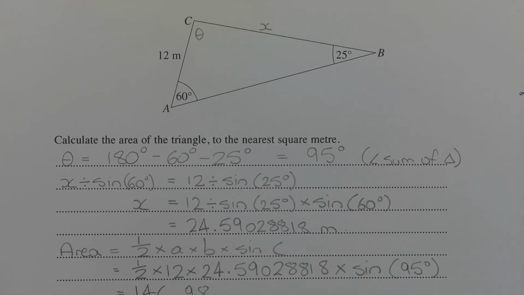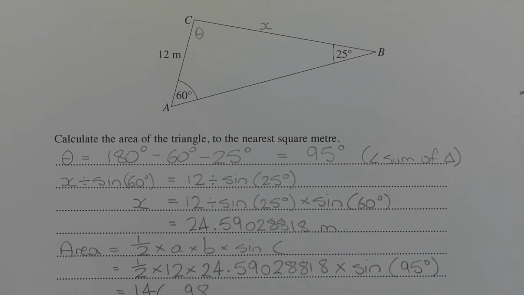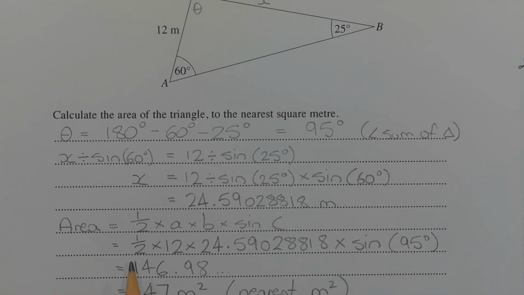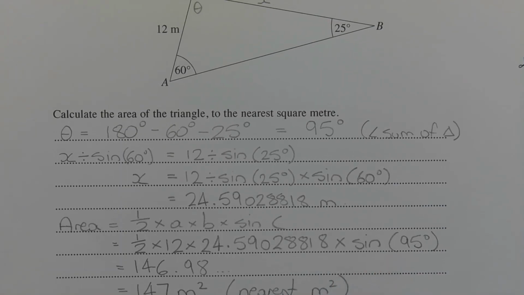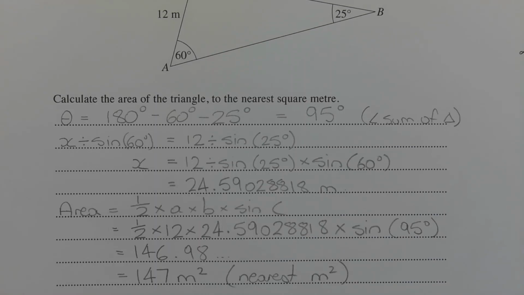Now to find the area of this triangle. We have two known sides and an included angle. So using the half ab sine C formula, area is equal to half times 12 times 24.59028818 times sine of 95 degrees, and that evaluates to 146.98 and so on. But the question is asking for the area correct to the nearest square metre. So rounding this value to the nearest whole number, or to the nearest square metre, we get 147 square metres.